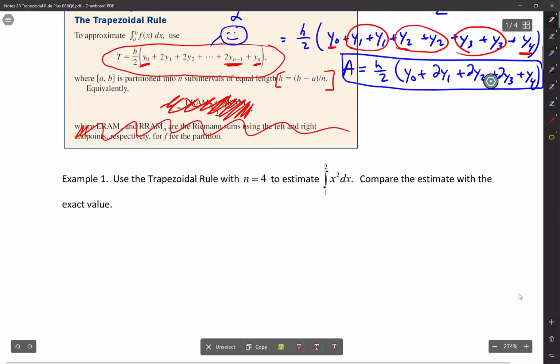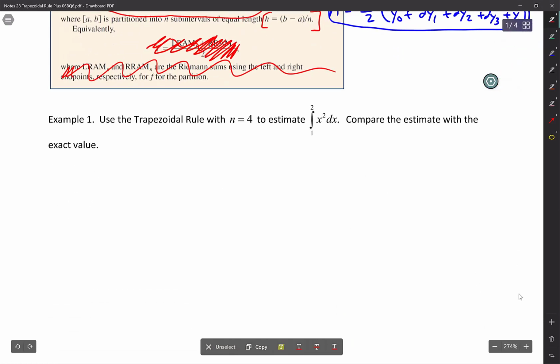All right, example 1. It says, use the trapezoidal rule with n equals 4. So this means that I want 4 trapezoids to estimate the area under the curve. This means area under the curve of x squared from 1 to 2. Compare the estimate with the exact value. Oh man, have we talked about how to do the exact value? We have not. That is a shame.